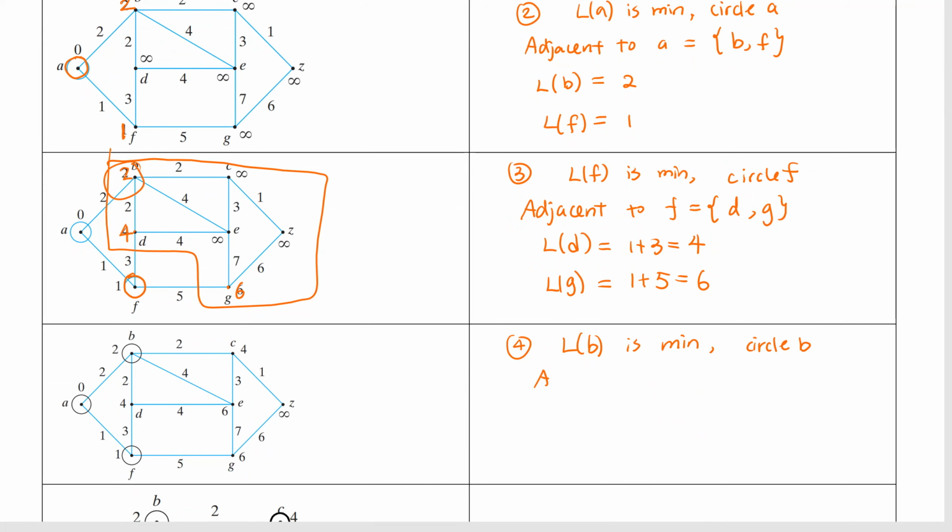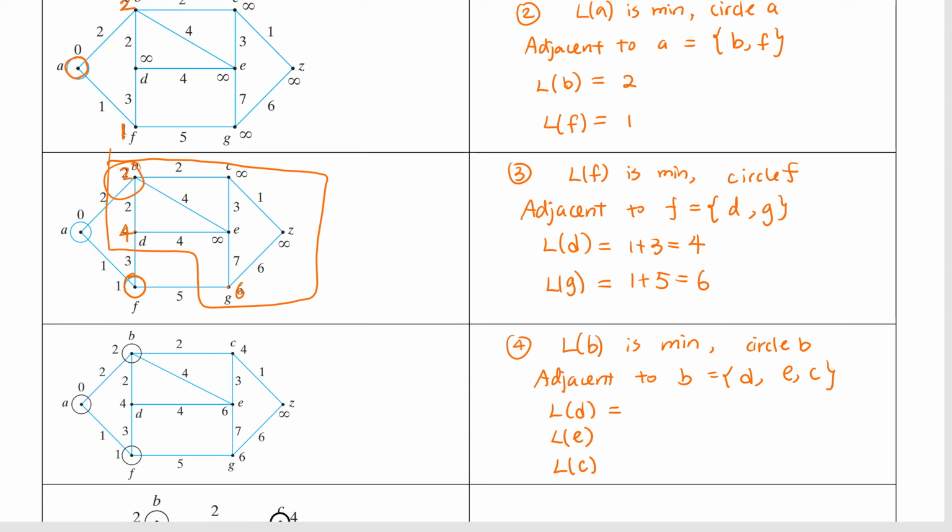And then we look at what are the vertices adjacent to B. Well, we don't count A, right? Because we already have A circled. So A has a permanent label. So we have D and E and C. Let's figure out what it is. So we have LD, LE, and LC.